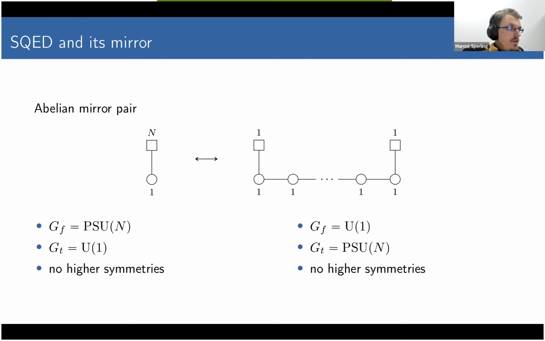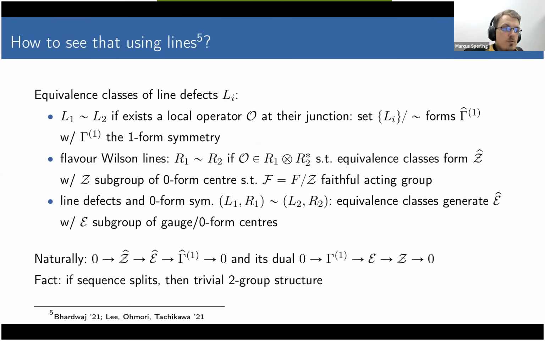So the first starting point is the well-known abelian mirror pair, which is SQED, and the linear quiver with N-1 U(1) gauge nodes and the flavor at the front and the back. We know the global symmetries are U(1) and PSU(N), and there are no higher symmetries. Now, in order to approach higher symmetries, I wanted to use lines or line defects and their equivalence classes. And this is also going to be a nice exercise just to see what happens in case we don't have a one-form symmetry. So this goes back to a nice argument that Lakshya presented, and was also presented in another paper by Leo, Morris, and Chicago, which basically goes as follows.